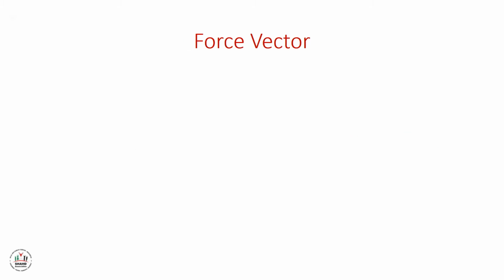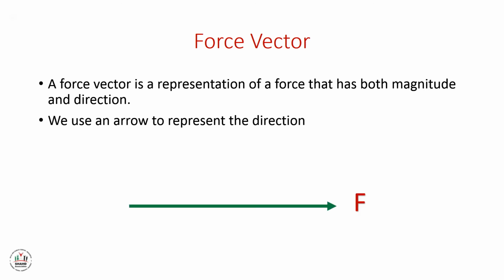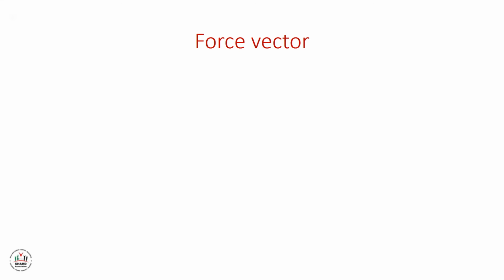We will now move to the force vector. A force vector is a representation of a force that has both magnitude and direction. We use an arrow to represent the direction, like in this example, which is to the right. The length of this vector is the magnitude or the amount of the force. Let's take some cases of force vector.